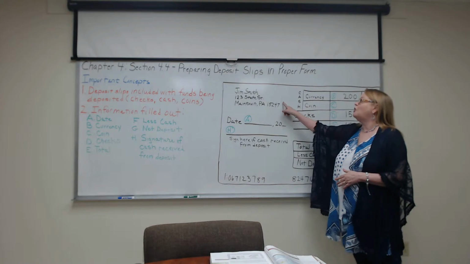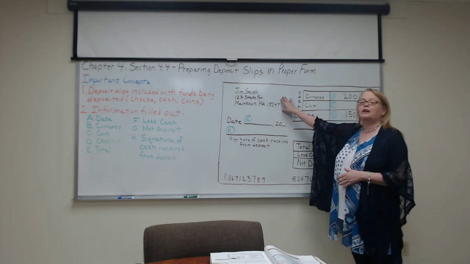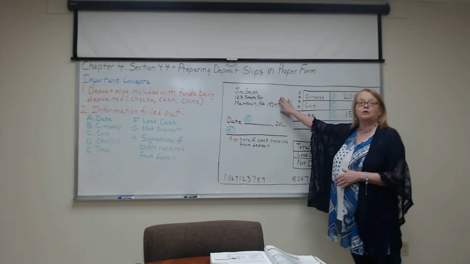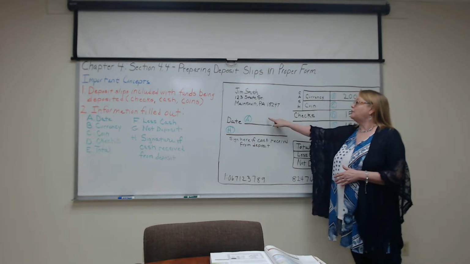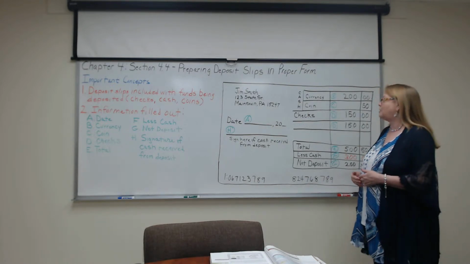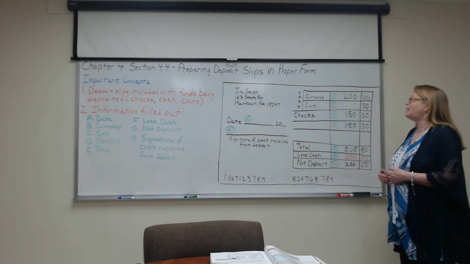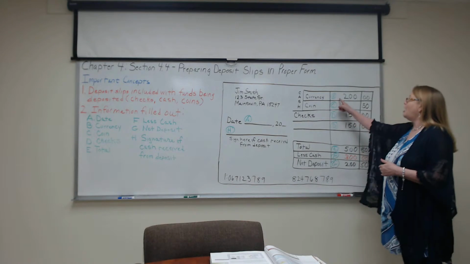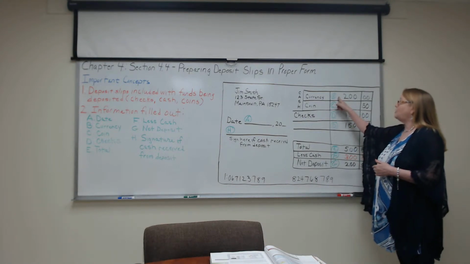As you notice here, your name and address, all that information is already generally pre-printed when you receive your series of deposit tickets. But here you'll write the date that you're having the funds deposited. The next thing that you add is if you're depositing any currency.